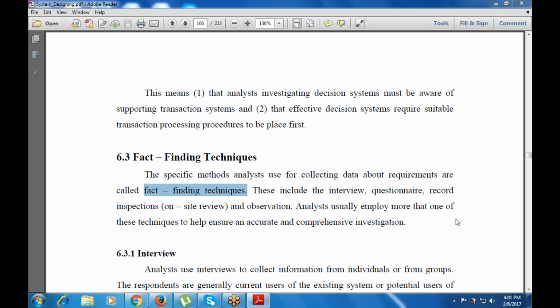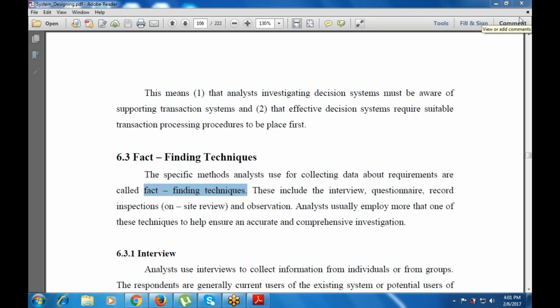Today's topic is fact-finding techniques. That is a revision of system analysis. What are the various fact-finding techniques available within system analysis and design? The specific method that the analyst uses for collecting data about the requirements is known as the fact-finding technique.